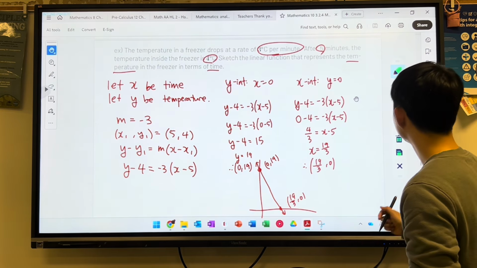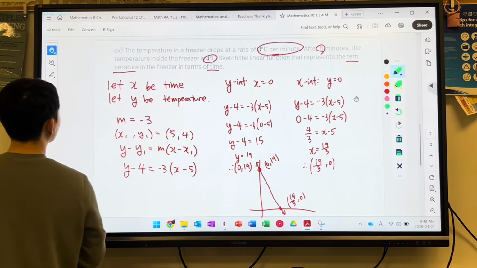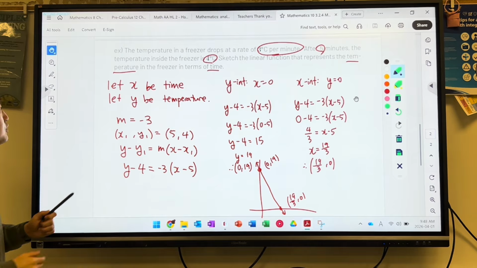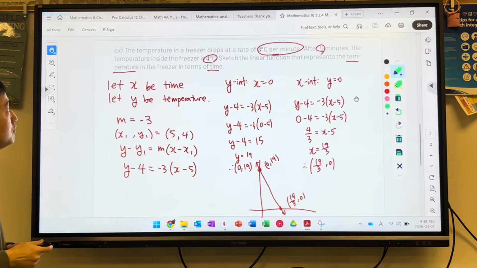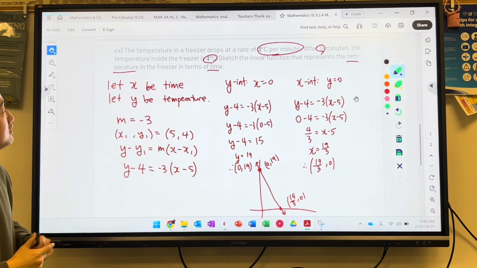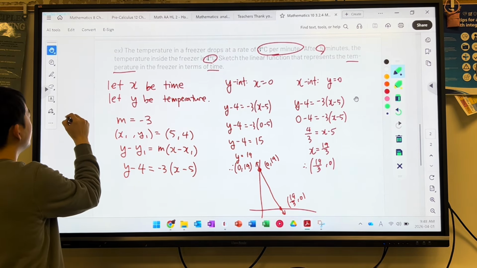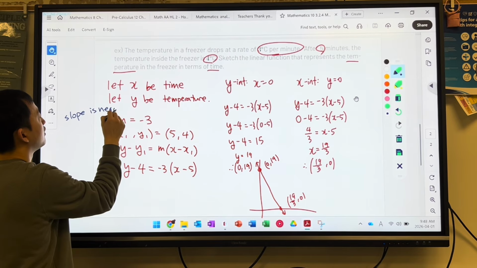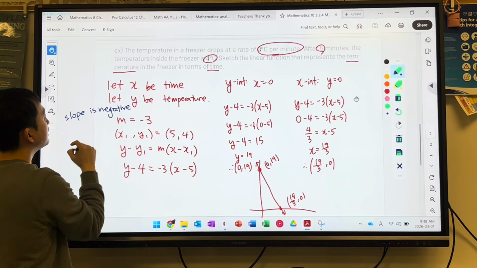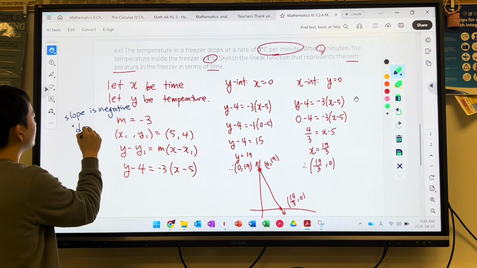Let's annotate the process here. So the first thing that we did was we identified and declared the variables. We did that in the previous question. And we also identified the slope. Now, the thing to note in this question is that the slope is negative. And how did I know that? Because I knew that the slope is negative because I saw the word drop.